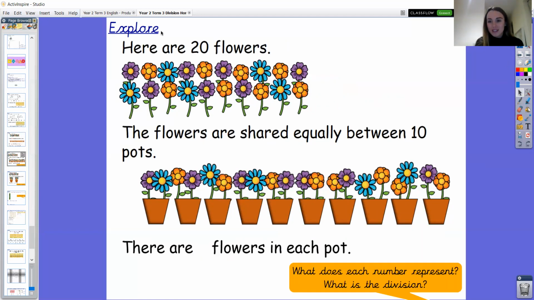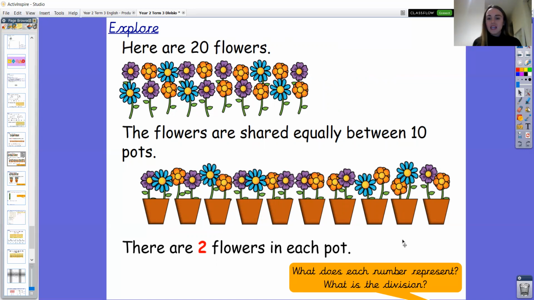Okay, so let's have a look at sharing first of all. So here are 20 flowers, and the flowers are shared equally between 10 pots. So as you can see here, I've shared them out equally. Okay, so having a look at those 10 pots with an equal amount inside each pot, how many flowers are in each pot? Shall we say it together? There are 2 flowers in each pot. Thank you for joining in with me.